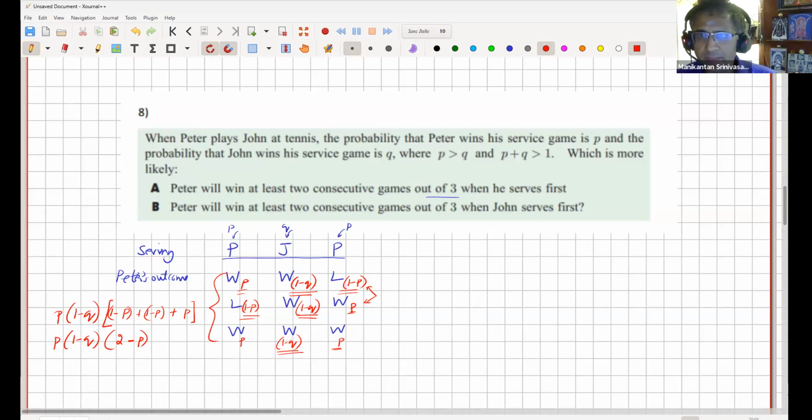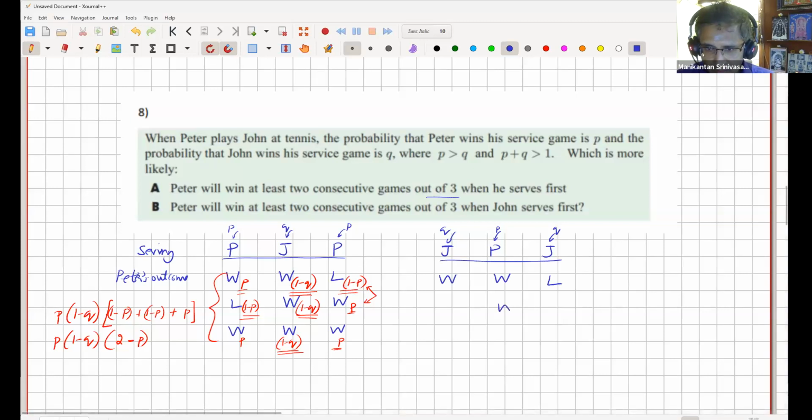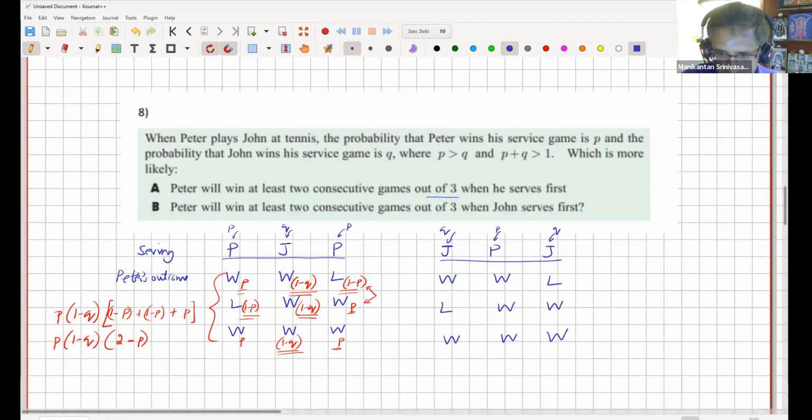Now for the other case where John is serving and then Peter and then John. So again, the winning probabilities for the serve is as follows. Now Peter's outcome. So again, he wants to win and lose, or lose the first one and then win the next, or all 3 consecutive wins. Okay, sharing is on, right? The recording is also on, right? Okay, good.